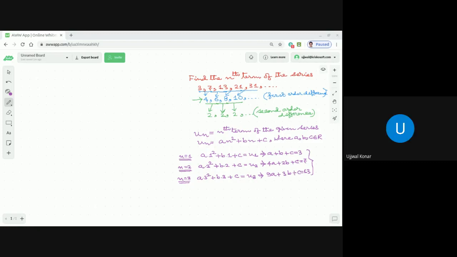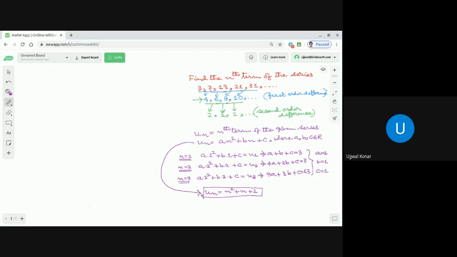They all are 1. Very good. So that means we get the values: A is equal to 1, B is equal to 1, and C is equal to 1. Then apply these values of A, B, C in this one. What are we going to get? Un is equal to n square plus n plus 1. See? So easily we find the nth term.